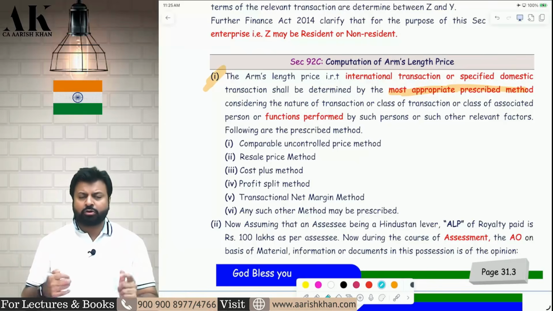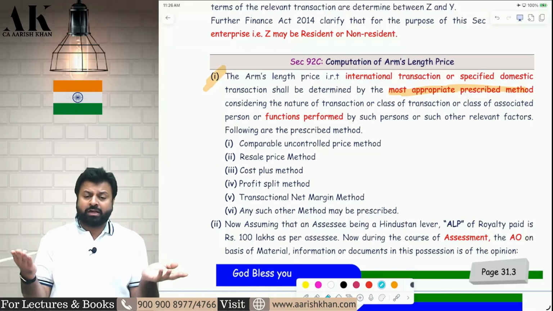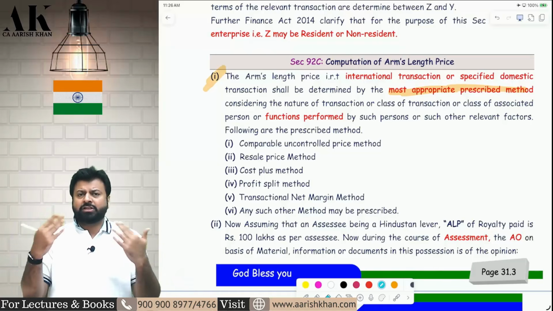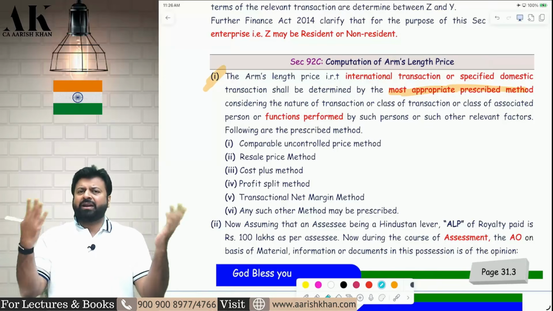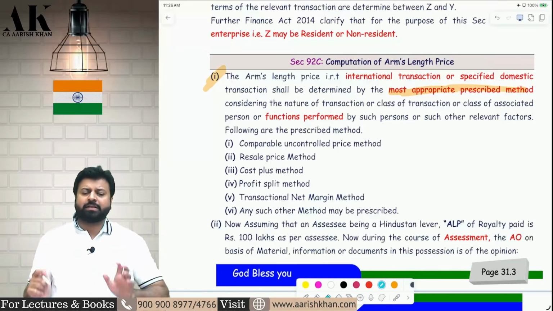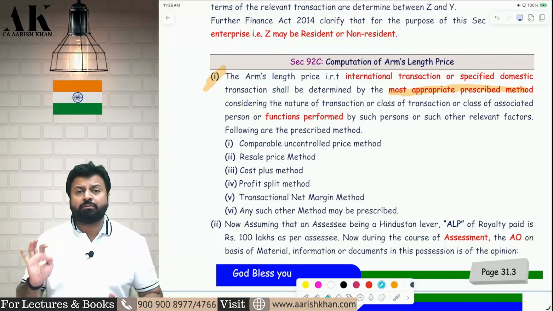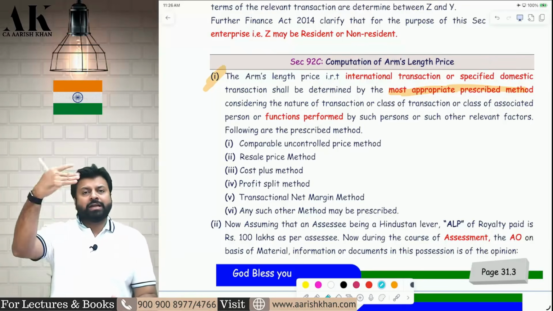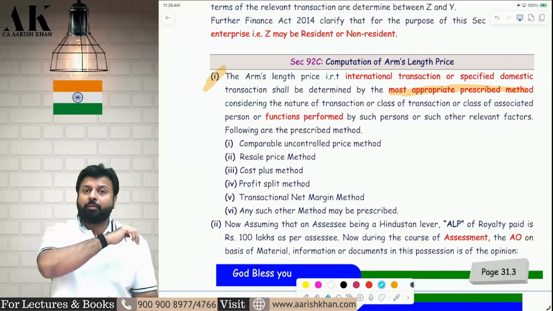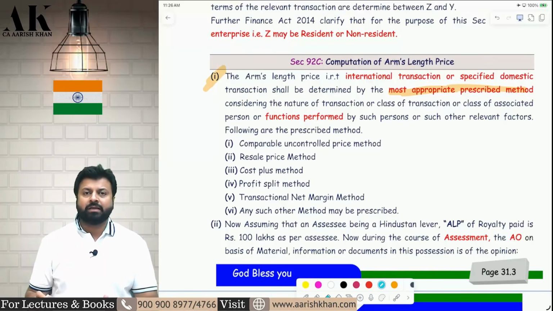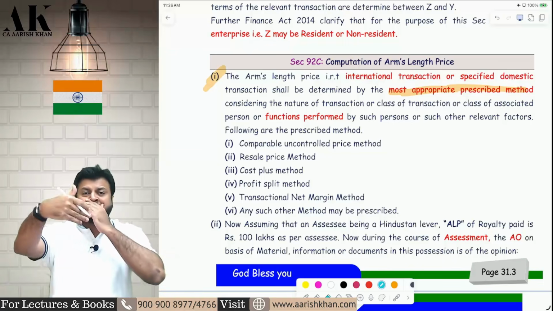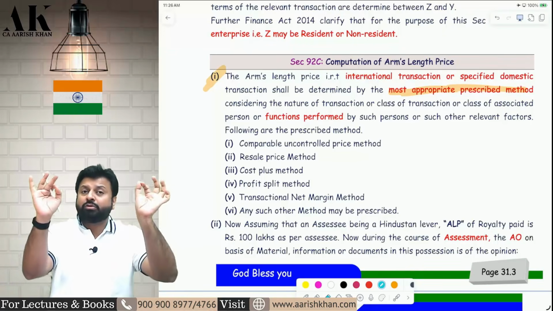Sir, how will I select the most appropriate method? Depending upon your nature of transaction, class of transaction, nature of associate enterprise and many other factors, functions performed, assets employed, many factors you have to analyze and find out which is the best method out of all 6 methods. But you have to select the most appropriate. We are not giving you the option to select any one which you like. You have to select the most appropriate which is applicable in your case. The 6 methods are not given as a choice that select any one out of them. No. You have to select the most appropriate out of them.